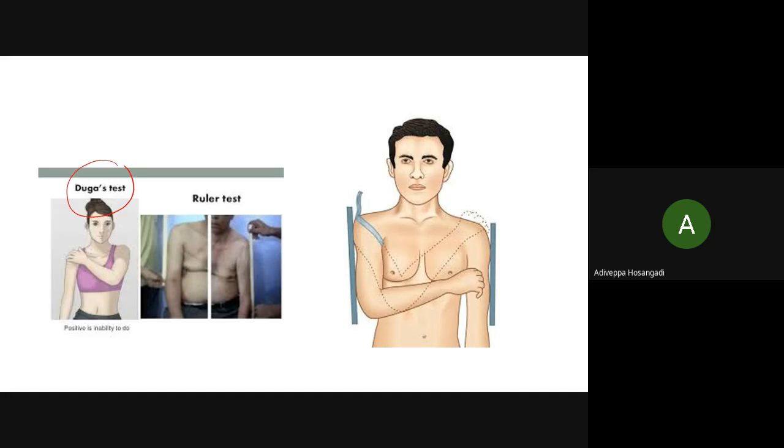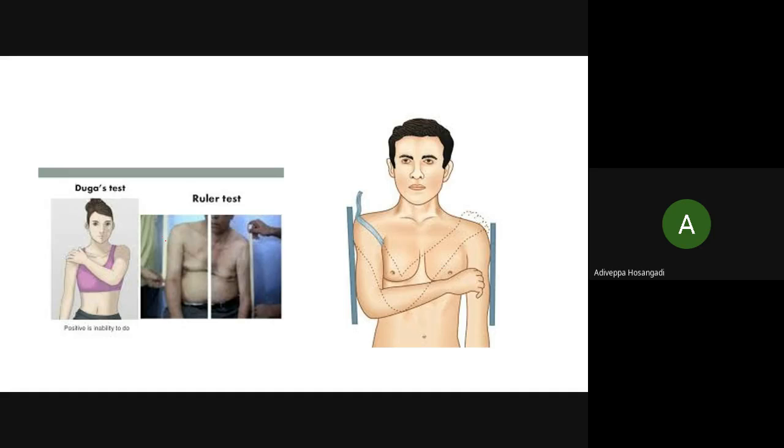So what is Dugas test? If there is a dislocation, the patient cannot touch the opposite shoulder. So this is the Hamilton ruler test. See here, this is a ruler which is kept on the lateral epicondyle of the humerus. It doesn't touch the acromion because of the deltoid contour. But if it is dislocated, see, the ruler is touching the lateral acromion process and the lateral epicondyle. This is the Hamilton ruler test.